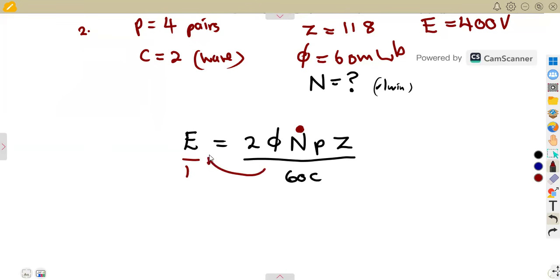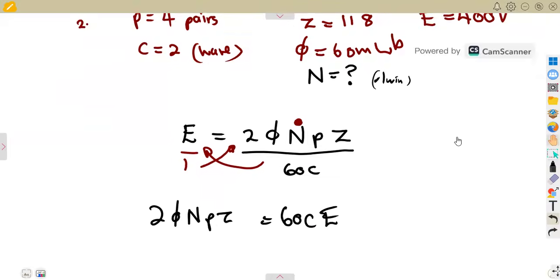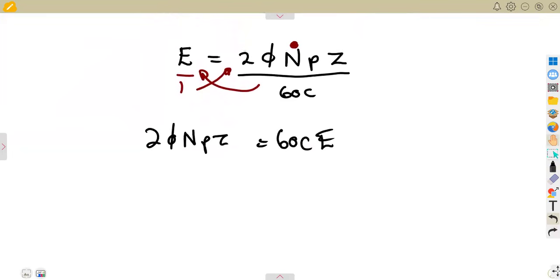All right, so cross multiply, that is, we are going to have 60C times E. Then 1 multiplies this side, so it's going to be 2 flux NPZ is equal to 60CE. All right, what we need is the speed. Remember, what you need is the speed.